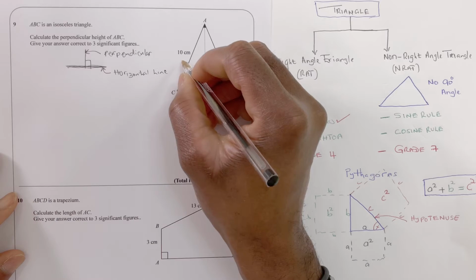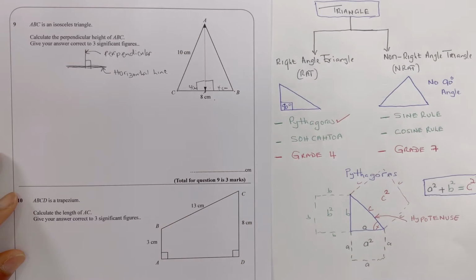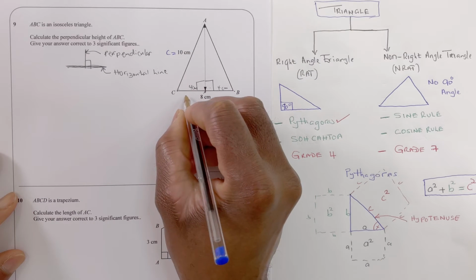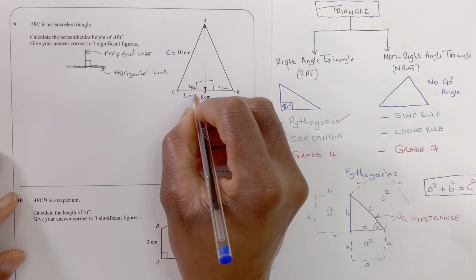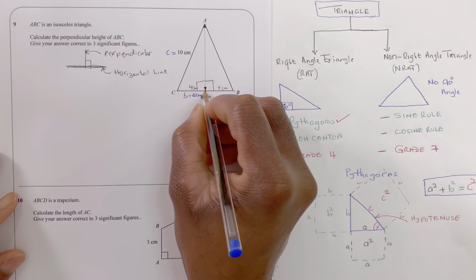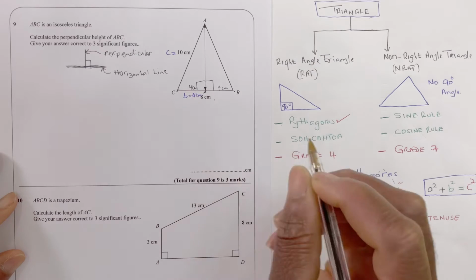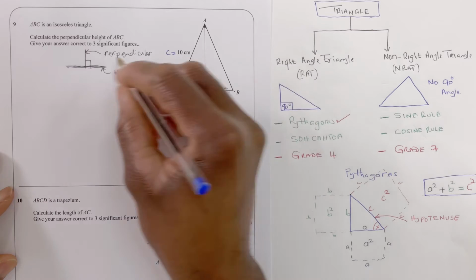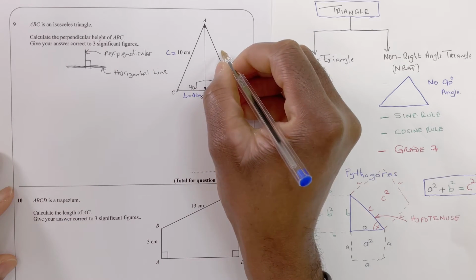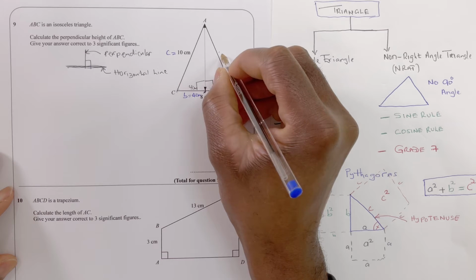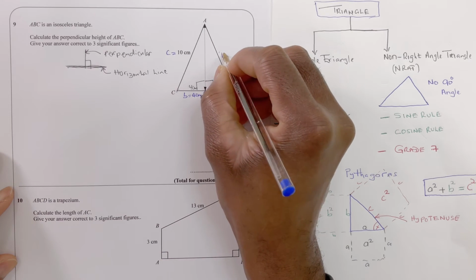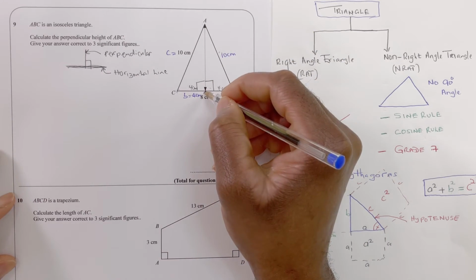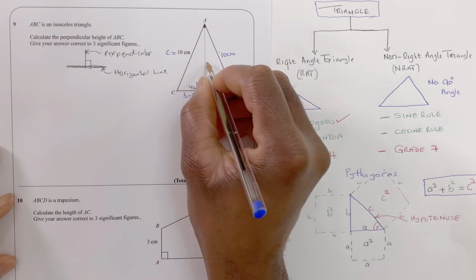So let's call this the longest side, let's call that C. So now C equals 10. And this bit here, let's call that B equals 4 centimeters, from that point to that point. That's the midpoint, and that's 4 as well. If this is an isosceles triangle, the two sides are equal, so that side must be 10 centimeters as well. But we only need to find the height here.